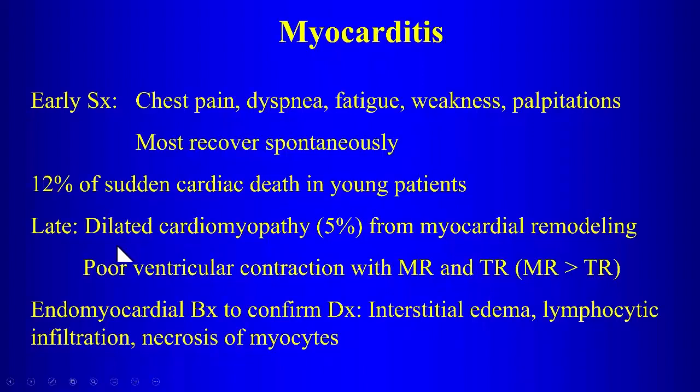Complications: patients can go on to develop a dilated cardiomyopathy, about 5% of patients, from myocardial scarring and myocardial remodeling. And then they would go on to develop poor ventricular contraction with mitral regurgitation and tricuspid regurgitation. Definitive diagnosis would require endomyocardial biopsy. They look for interstitial edema, lymphocytic infiltration, necrosis of myocytes, but you really don't want to go biopsying the myocardium, right? So if there's a way you can make the diagnosis without doing the biopsy, that's where MR comes into play.